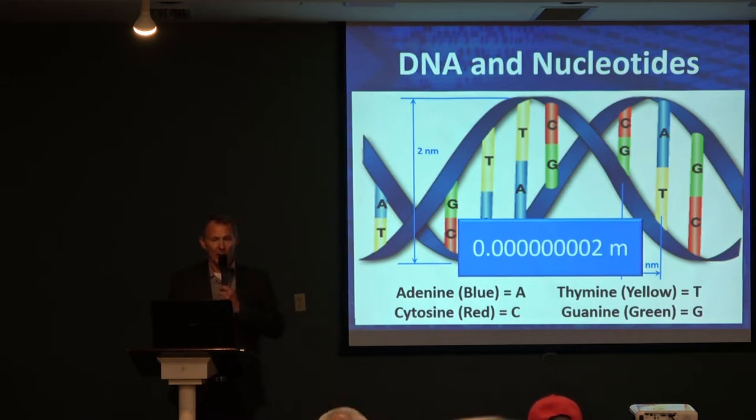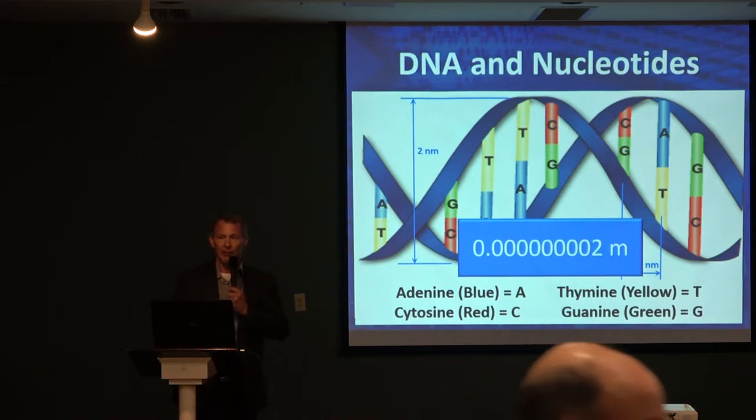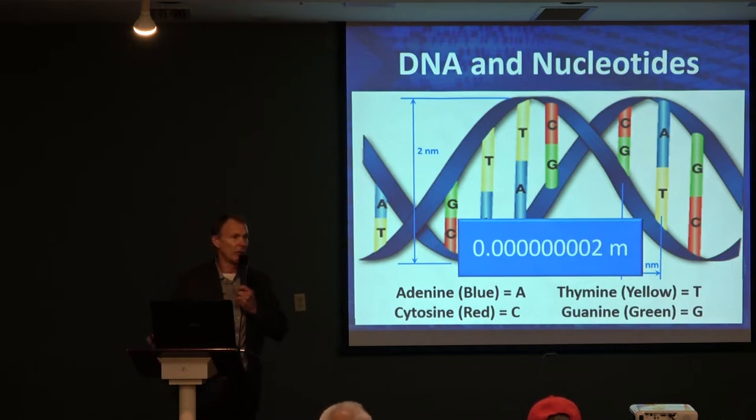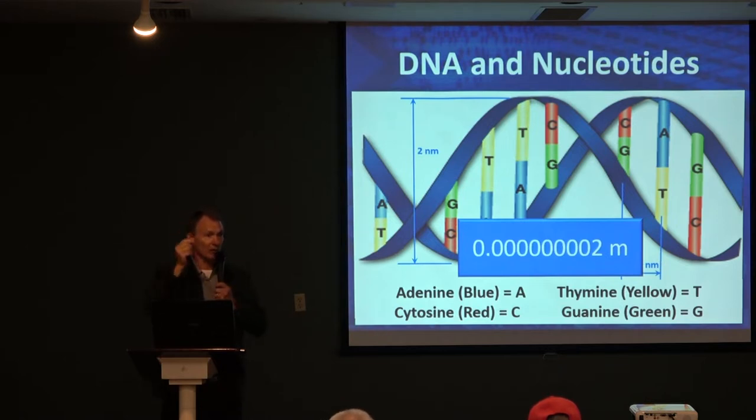Very small. Just to give you a little idea, one single human hair ranges anywhere from 80,000 nanometers to 100,000 nanometers. So if you took a cluster of DNA, you would have to have between 40,000 and 50,000 strands of DNA to be the thickness of one of your hairs. Very small. However, if you unwind the strand of DNA and take both of the strands and line them up, one at the end of the other, it's 6 foot long.